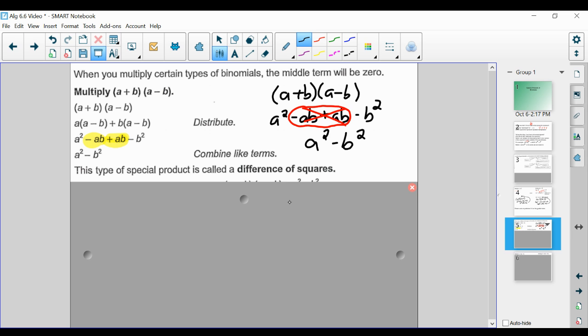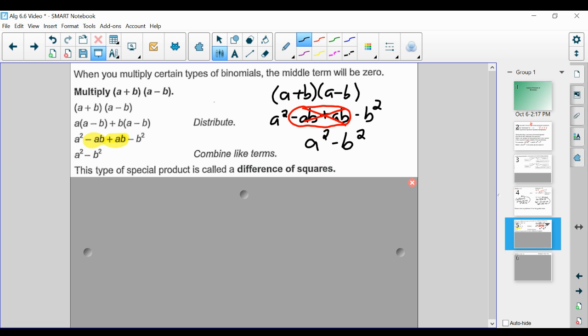So again, this is another shortcut for us. This is what we call the difference of squares. And we call it the difference of squares because we end up with A squared, that's technically a square, minus B squared, that's also a square. And it's the difference of squares because we're dealing with subtraction. And the answer to a subtraction problem is the difference. So A squared minus B squared turns into a difference of squares.